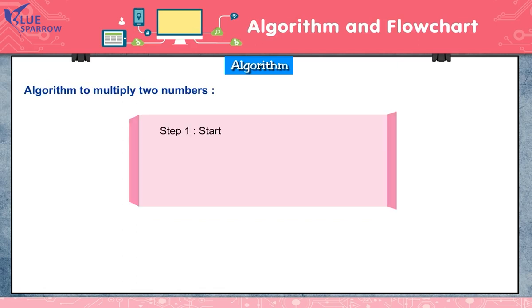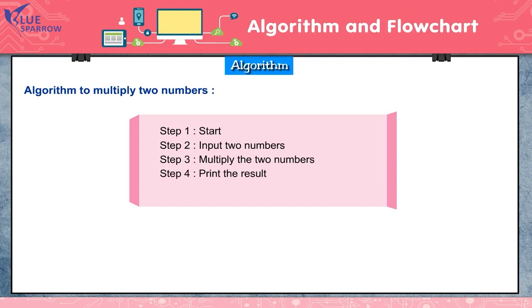Algorithm to multiply two numbers. Step 1. Start. Step 2. Input two numbers. Step 3. Multiply the two numbers. Step 4. Print the result. Step 5. Stop.